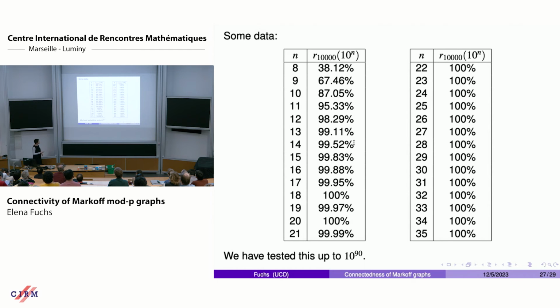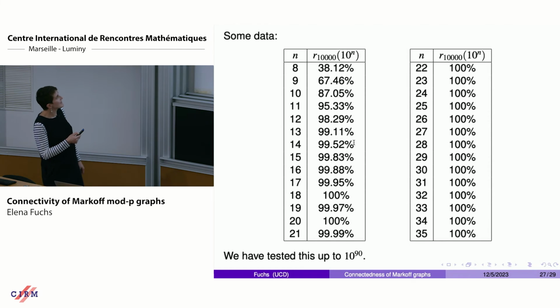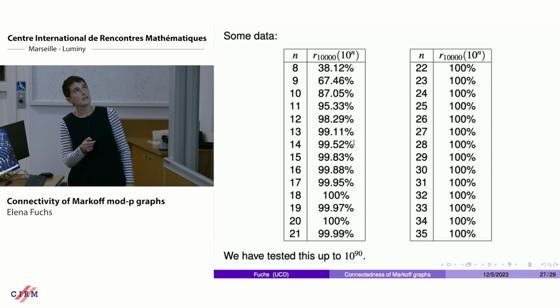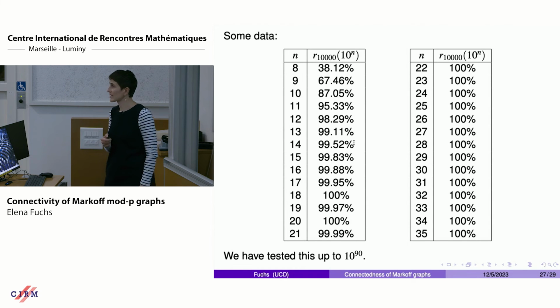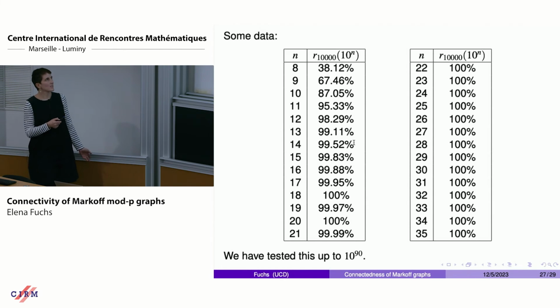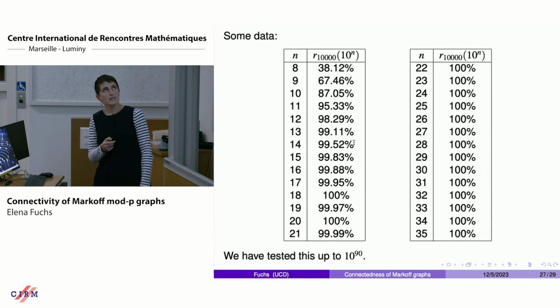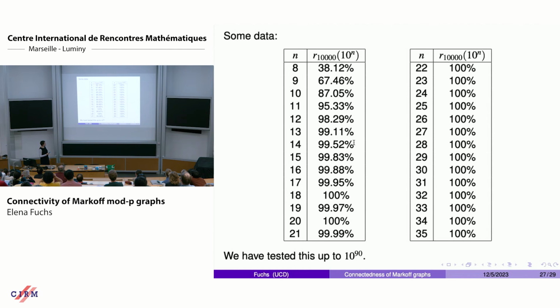We've tested this up to 10 to the 90. I didn't want to show you 100% more tables with just 100% in them. But this over here is looking at primes between 10 to the 8th and 10 to the 9th. It's taking 10,000 random primes from that interval. We can't look at all of them, especially as we get larger, there are too many primes. But we can select 10,000 random primes, and I can tell you how if you'd like. And we're getting here 38.12% of them satisfy the criterion, so GP is connected, and so on. And you see at some point you just get all 100%.